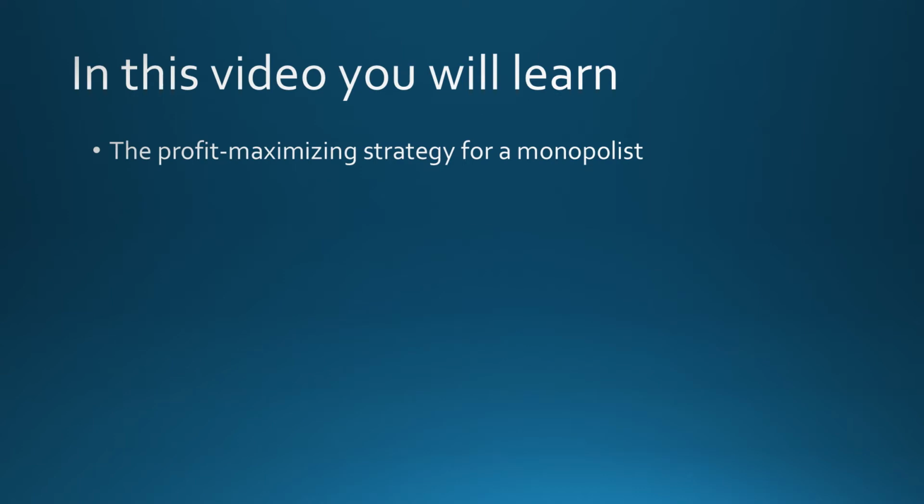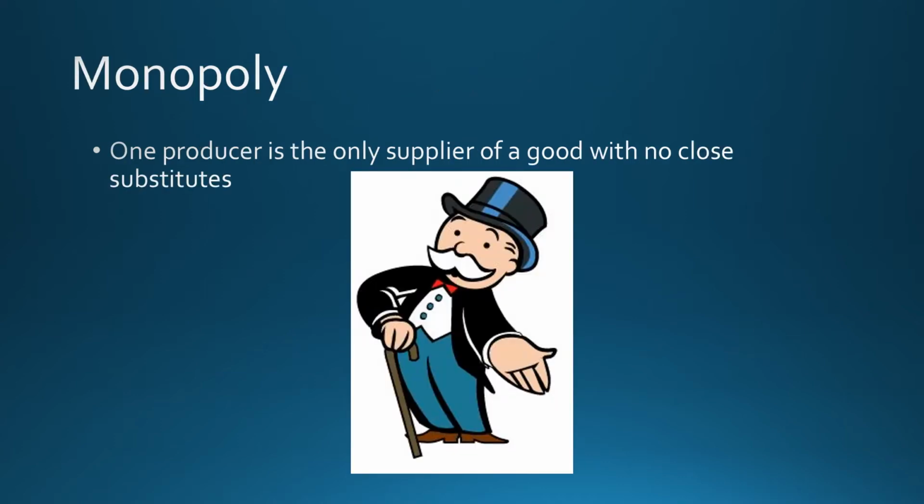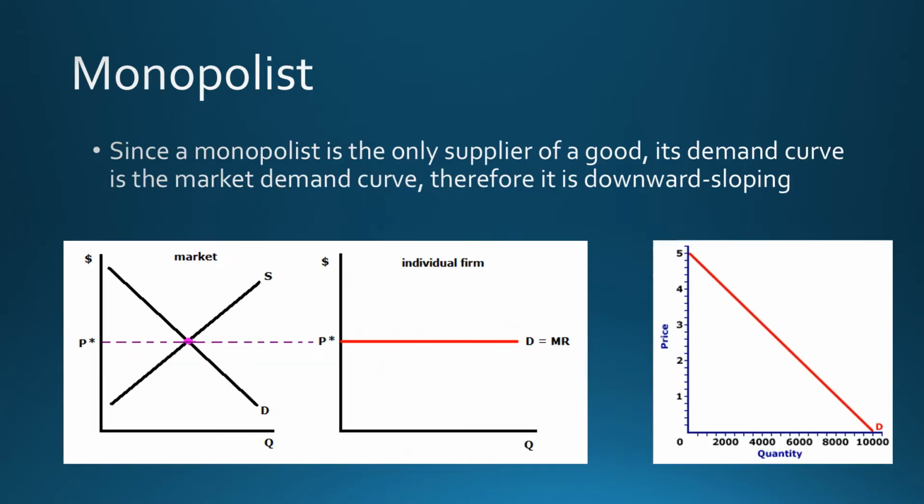Alright, in this video you will learn the profit maximizing strategy for a monopolist. Monopoly: one producer is the only supplier of a good with no close substitutes. They're going to have a little bit of power for themselves.